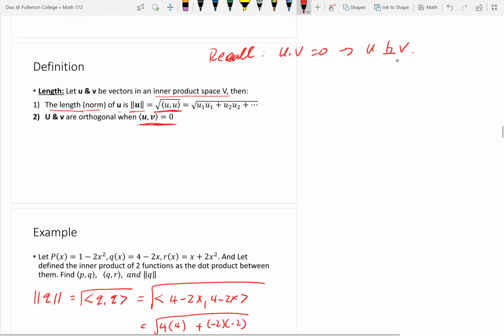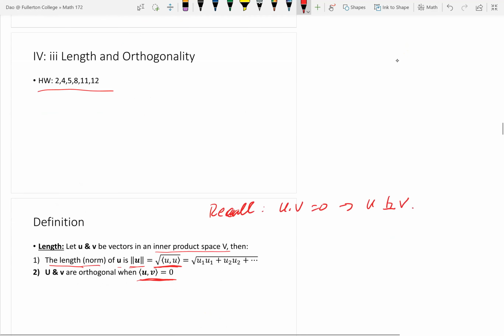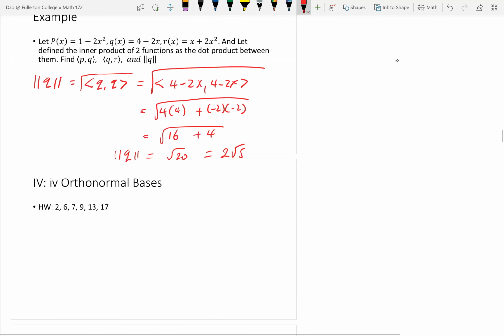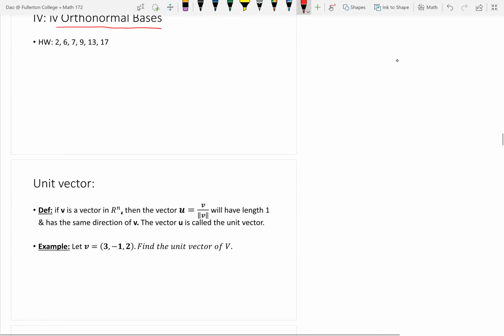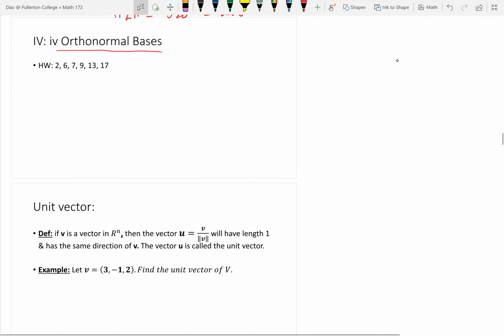That's all about 4.3, length and orthogonality. Now 4.4 is kind of a neat extension of the concept of 4.3: orthonormal basis. There are a few definitions, so be very careful with each definition itself. And here's some homework for you to try. Go ahead and do those.